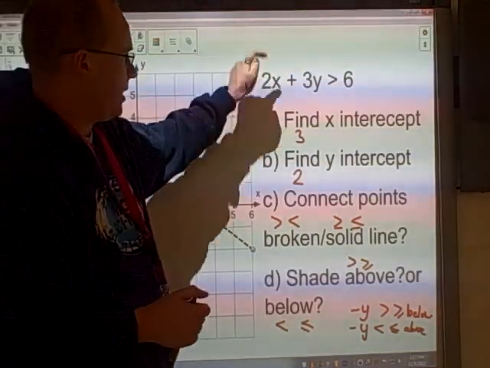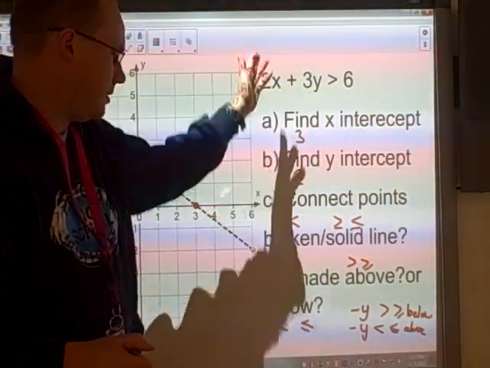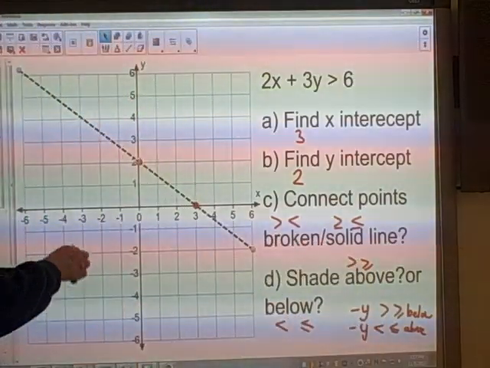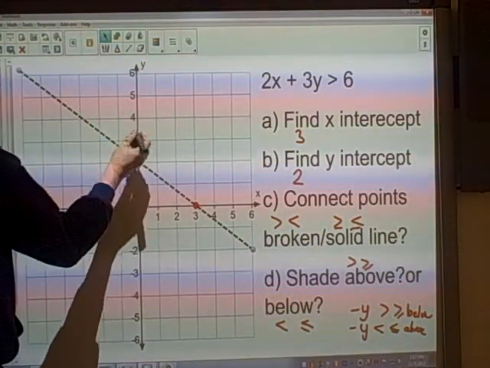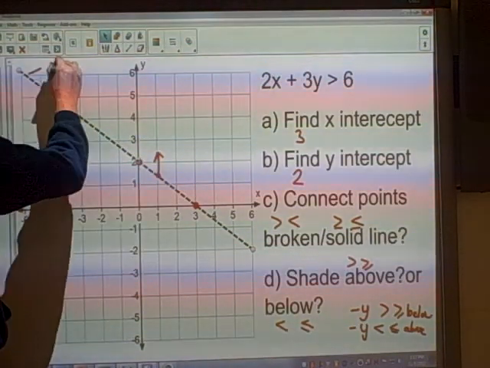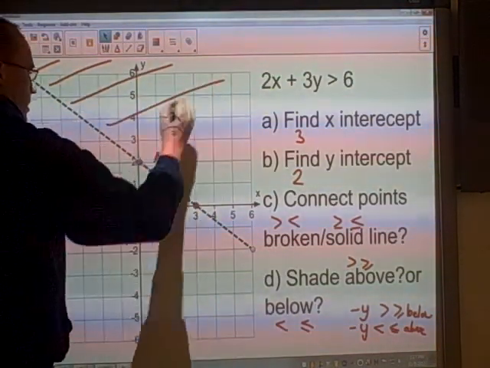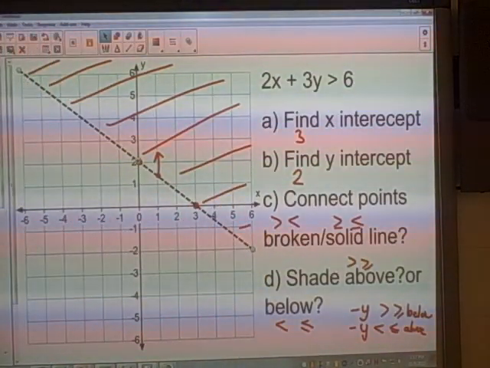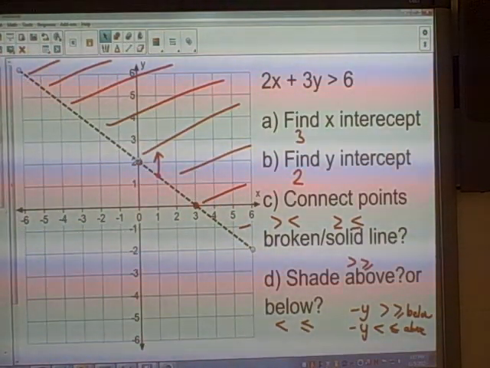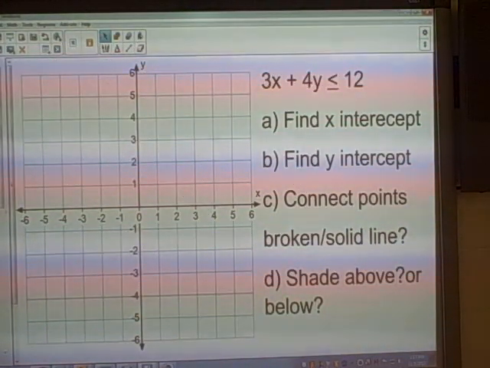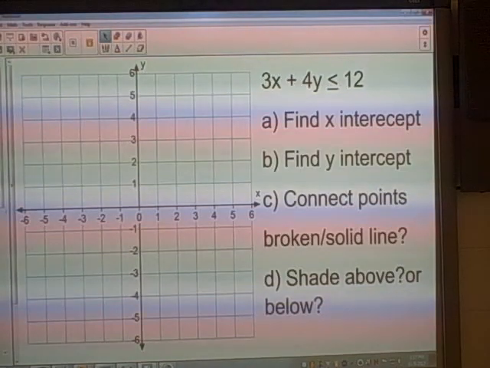And then the fourth thing we have to do is decide whether we're going to shade above or below. First of all, check if there's a positive y. If it's positive and it says greater than, then we're going to shade above the graph. So here's the line. You can pick any point you like on this line, and if you go above, it tells you we're going to shade everything above this line like that. You don't need to colour in the whole thing, just so we can see exactly which region is appropriate.